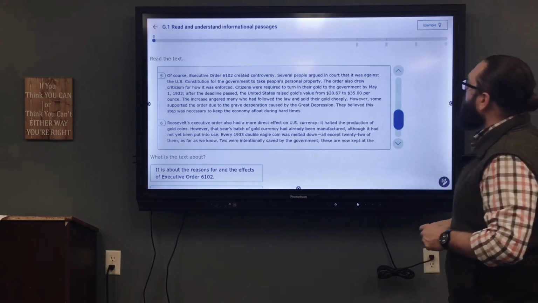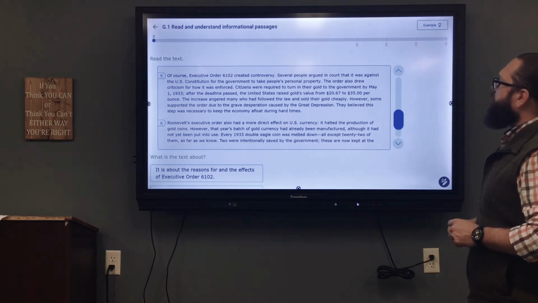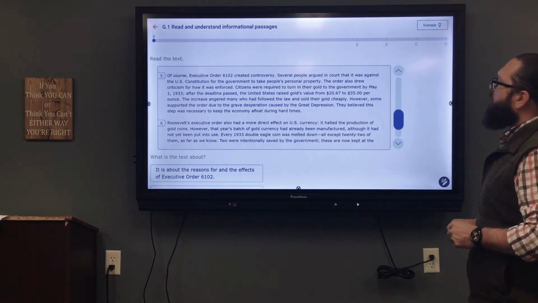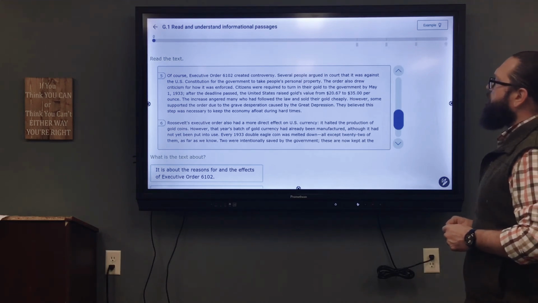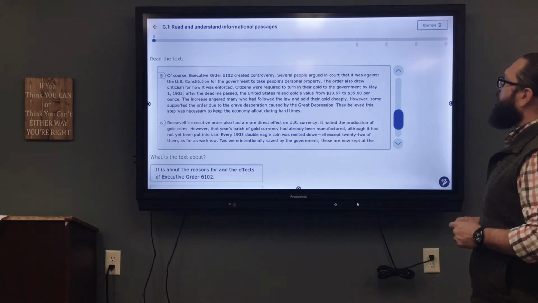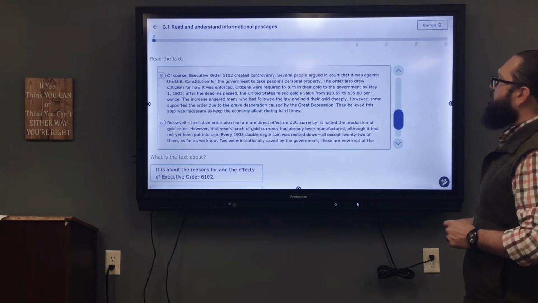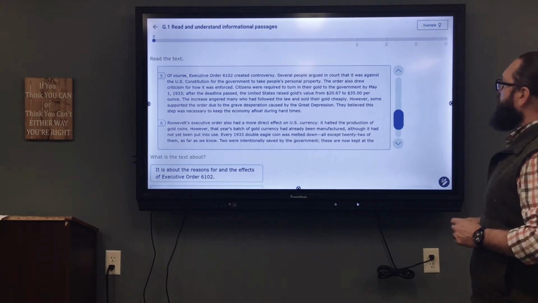Several people argued in court that it was against the U.S. Constitution for the government to take people's personal property. The order also drew criticism for how it was enforced. Citizens were required to turn in their gold to the government by May 1, 1933. After the deadline passed, the United States raised gold's value from $20.67 to $35 per ounce. The increase angered many who had followed the law and sold their gold cheaply.